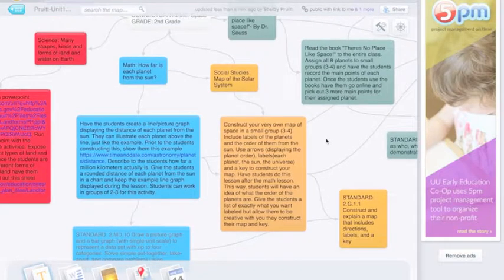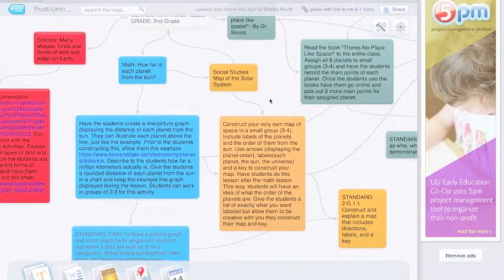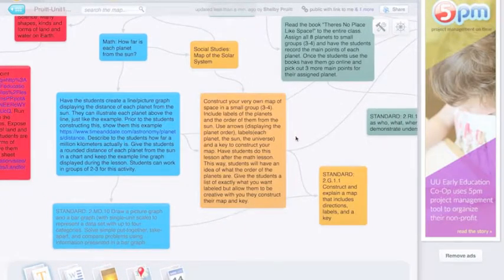And then jumping over to the social studies unit, the title for this is just Map of the Solar System. Now the students construct their very own map of space in small groups of 3 to 4. Include labels of the planets, the order of them from the Sun. I'm actually going to have them do this after the math unit because they already learned the order of them from the Sun in the math unit. Use arrows displaying the planet order.